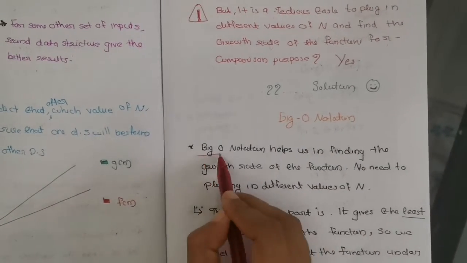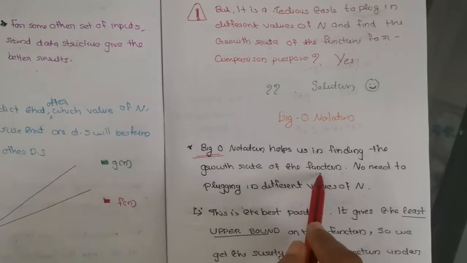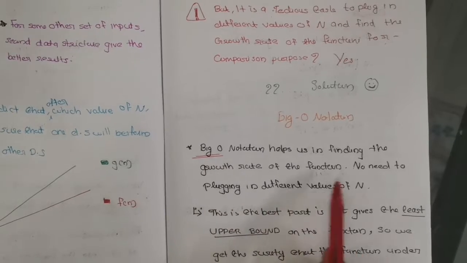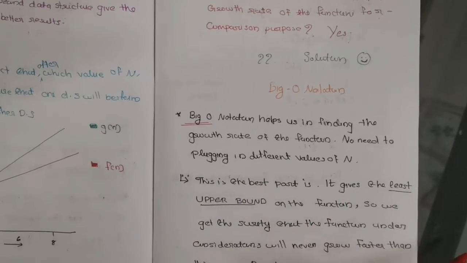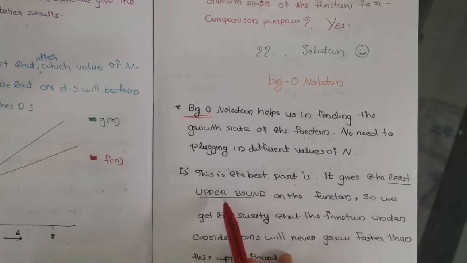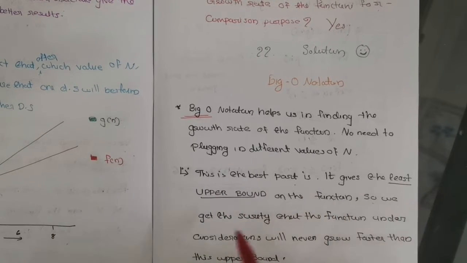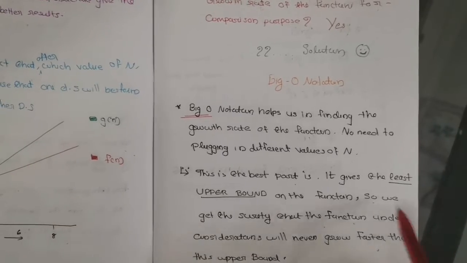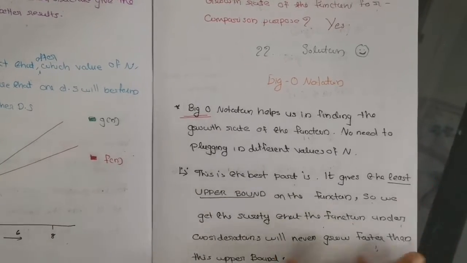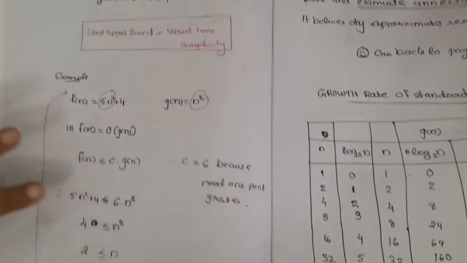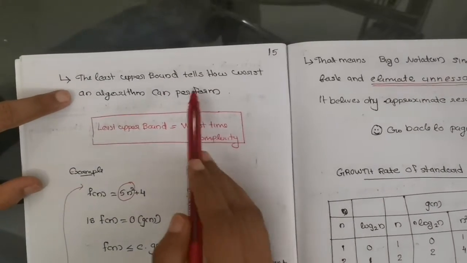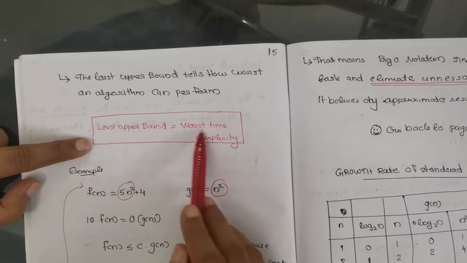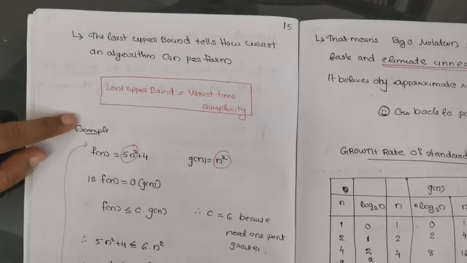The big O notation helps us find the growth rate of a function without plotting the values in a graph. There is no need to plot different values of n. The best part is that it gives the least upper bound on the function. So we can be sure that the function under consideration will never grow faster than the upper bound. That means the least upper bound tells us how badly the algorithm can perform. Least upper bound equals worst time complexity. This is the one you definitely want to know.